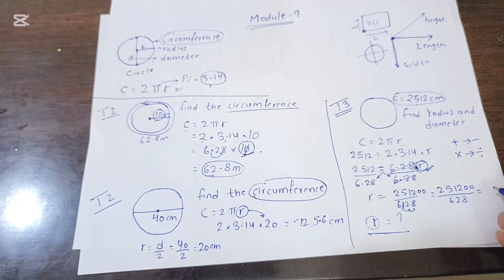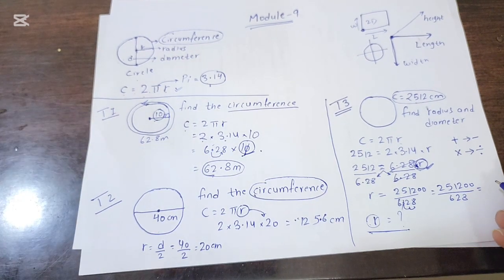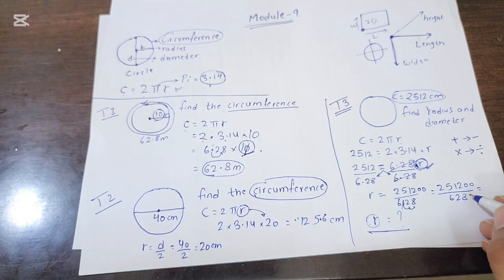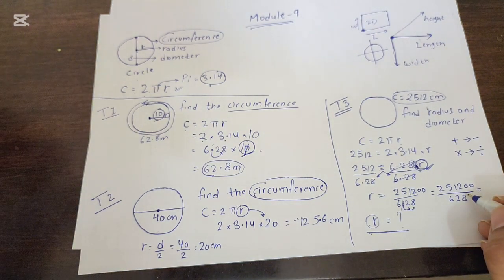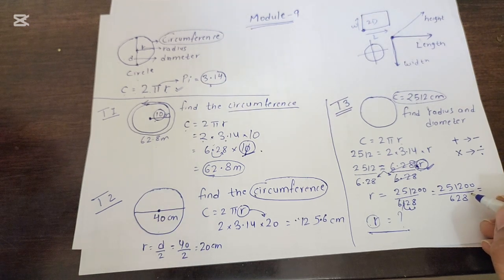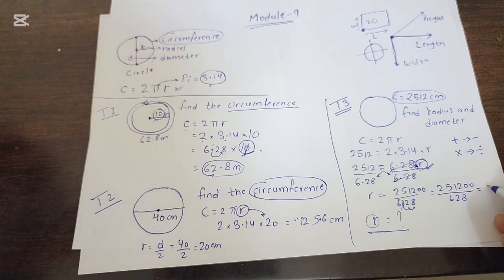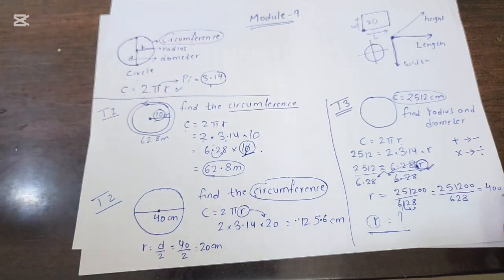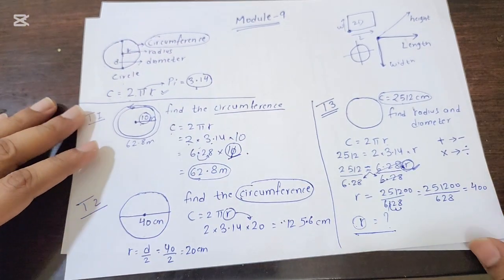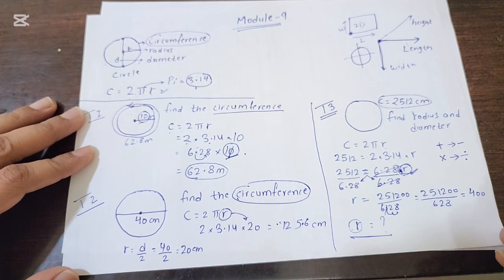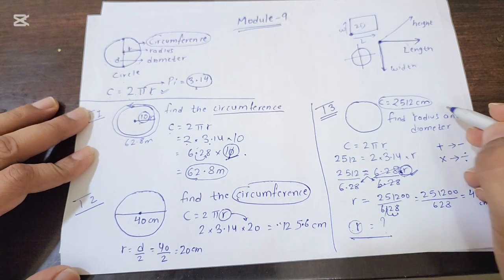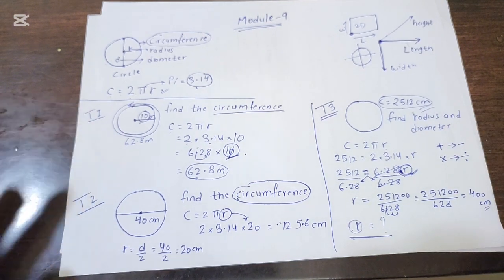Let me just calculate it quickly. 1200 divided by 628 gives me around 400. For now I will just use the calculator to do the calculation quickly, because I don't want to make a long video. I want to give you the concept. So here the radius will be 400 centimeter, because the unit was centimeter.